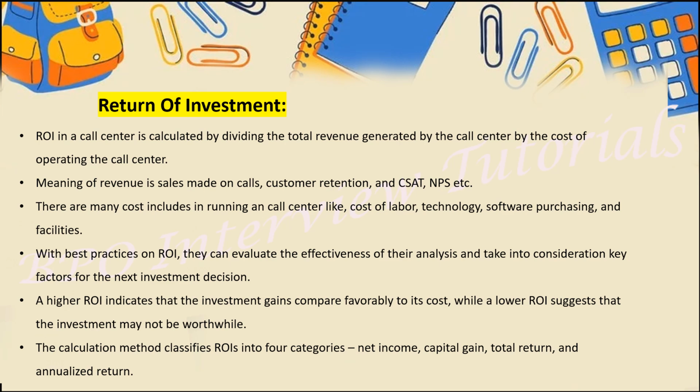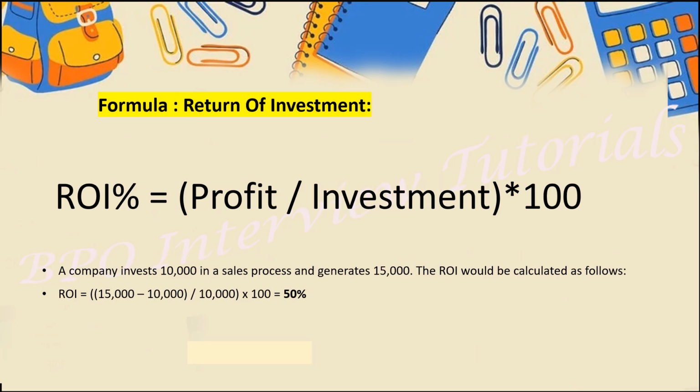The calculation method is categorized into four, though there are actually many categories in return on investment. Basically we can see what kind of return on investment we might get as an income. That might be your net income, capital gain, total return or annual return. You can go as per the analysis you want to do if you are running any company. So this is all about the return on investment. Let's see a formula. The formula says profit divided by the investment into 100.